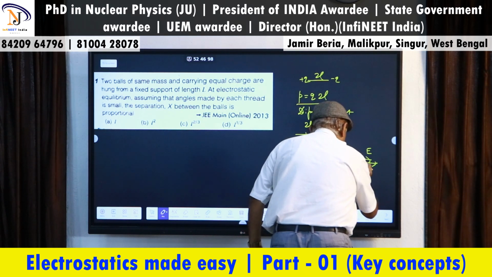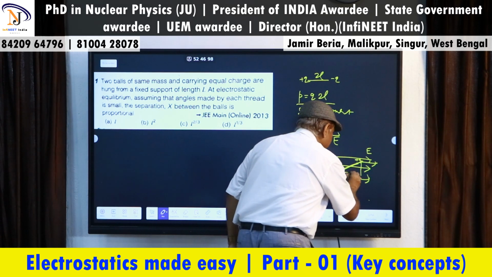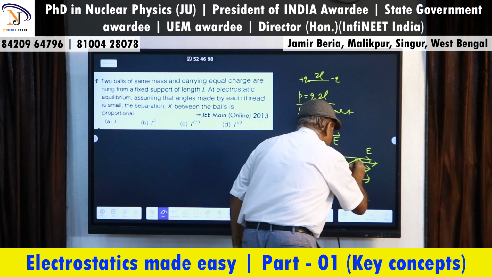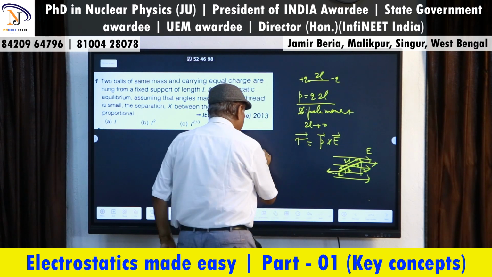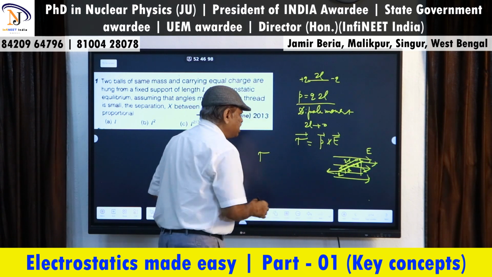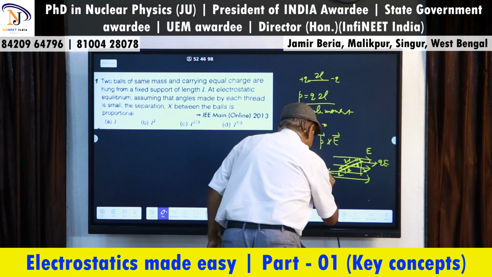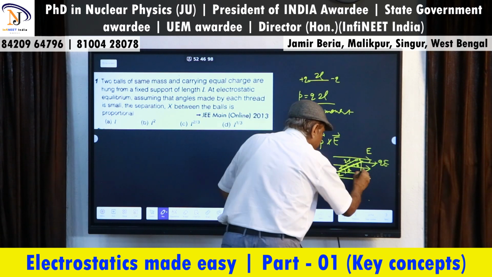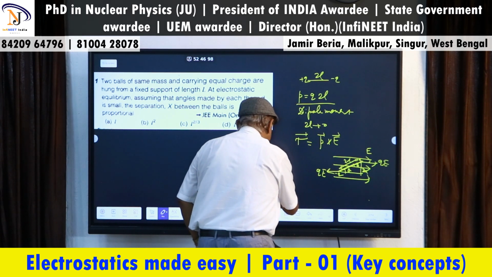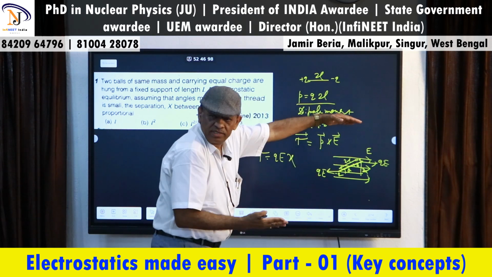This is plus Q and this is minus q. So what is the length of this? This is x, this is 2L, and this is theta, and this is also theta. Then what is tau? Tau means torque. Torque is this QE and also this QE, parallel forces, and the perpendicular distance between them is x. The parallel force is Q into E.